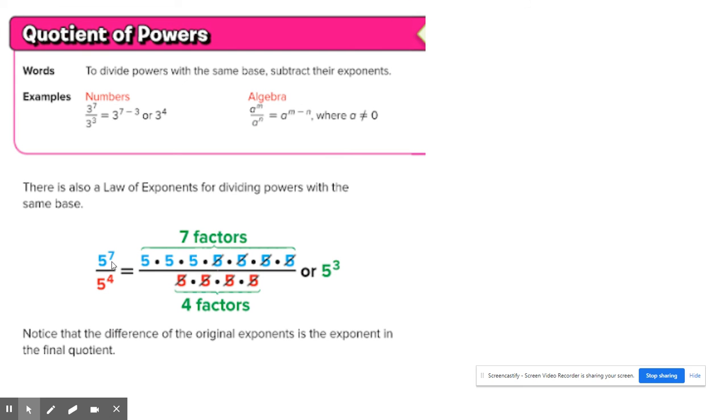And once again, they give you numbers down here to see. 5 to the 7th, you got 7 5s. 5 to the 4th, you got 4 5s. And they show you how they cancel out, which is just like subtraction, and it leaves you 5 to the 3rd.